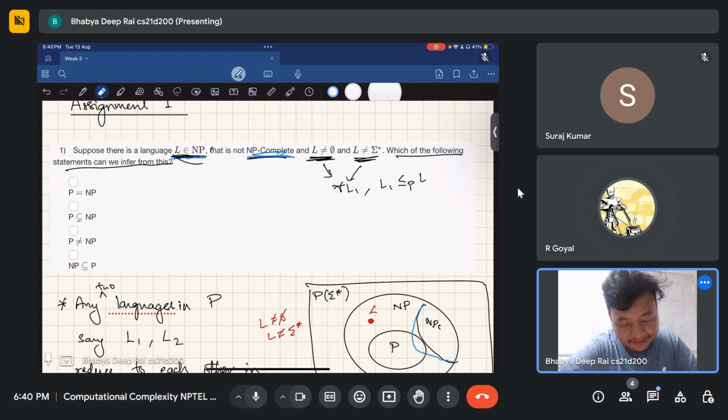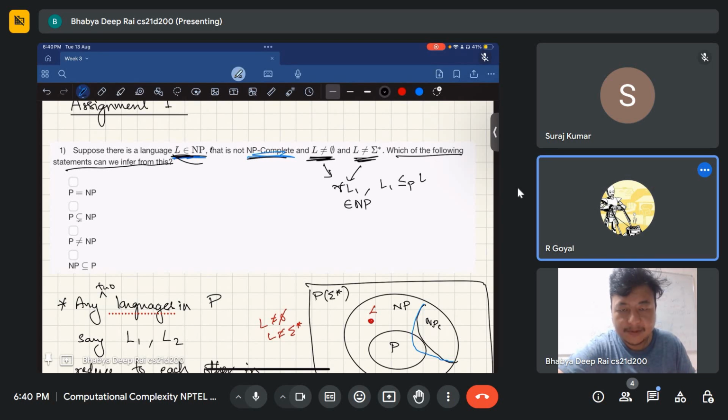Sorry, I forgot to quantify it. For all L1 in NP. Okay, now I understood. So for all L1 in NP, then this would be possible. But this is not the case.